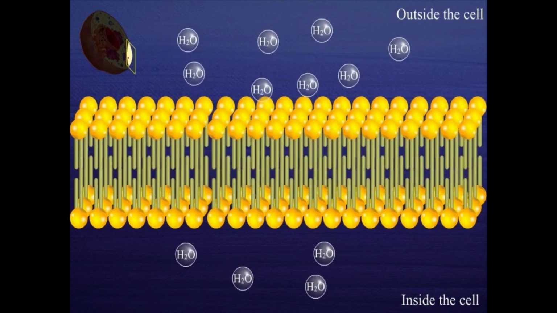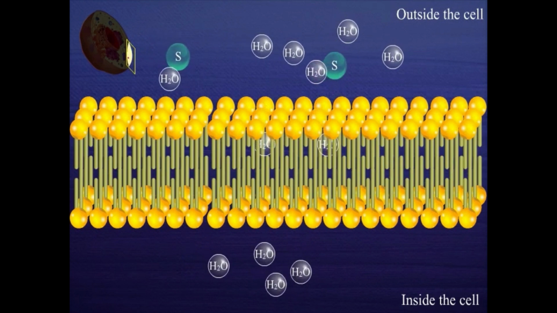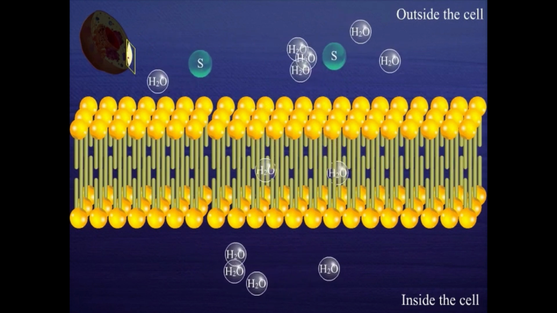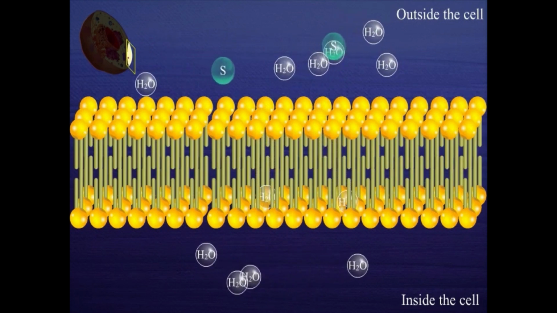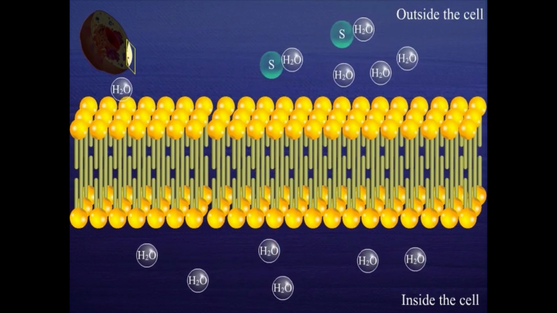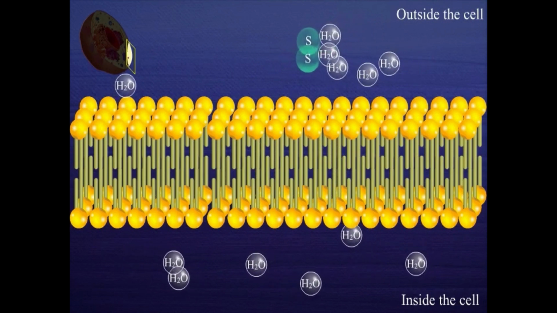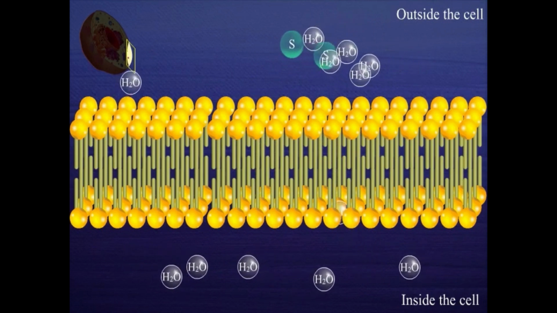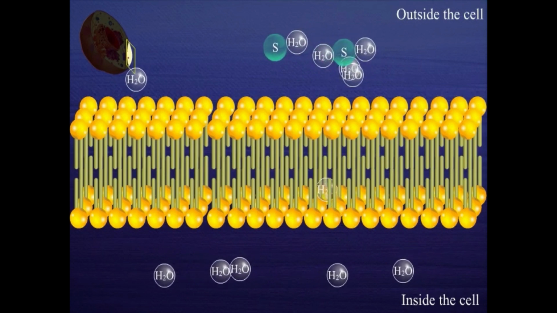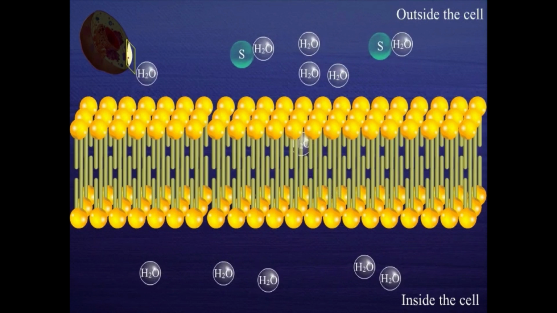Let us take the case of solutes such as sugars, which are larger in size and therefore cannot cross the membrane. Sugars being polar will bind with water molecules. This binding causes a reduction of free water molecules outside the cell. This leads to the movement of water molecules from a region of their higher concentration to the region of their lower concentration.